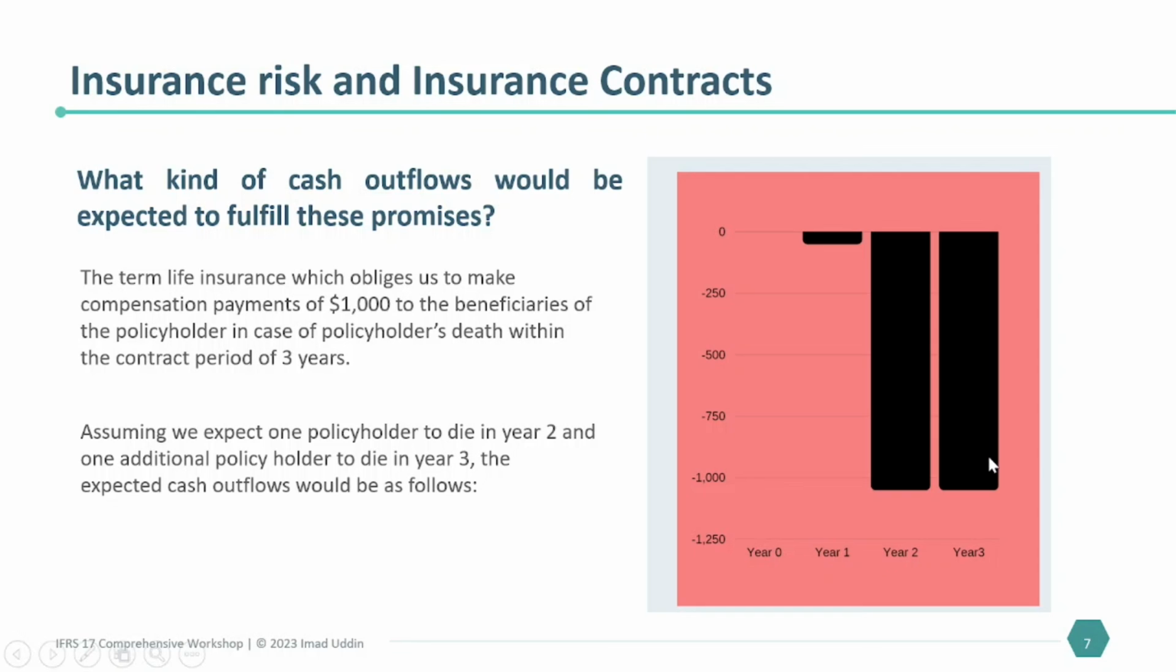So we have a $1,000 payment at the end of year 2 and a $1,000 payment at the end of year 3. But we also have some additional expenses. These expenses are policy management expenses. So in year 1, we are expecting a cash outflow of, let's say, $50. In year 2, we are expecting a cash outflow of $1,050. And in year 3, we are expecting a cash outflow of $1,050 again.